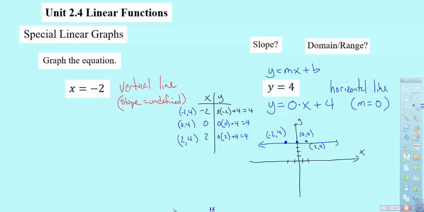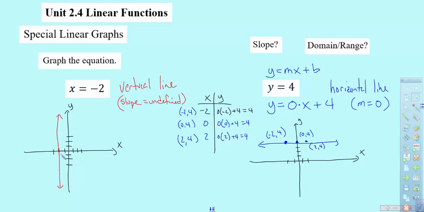So we draw our little xy axis, put some points on there. 1, 2, 3, 1, 2, 3, 1, 2, 3, 1, 2, 3. So we know that we have a vertical line that passes through -2. And so it's just that if you know this concept, then you can apply that concept. We know it's a vertical line if it's x equals. We know that the slope is undefined in this particular case.